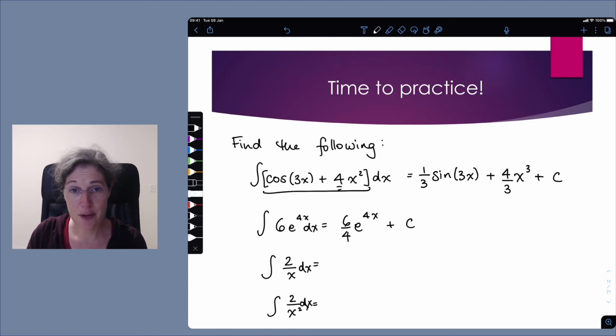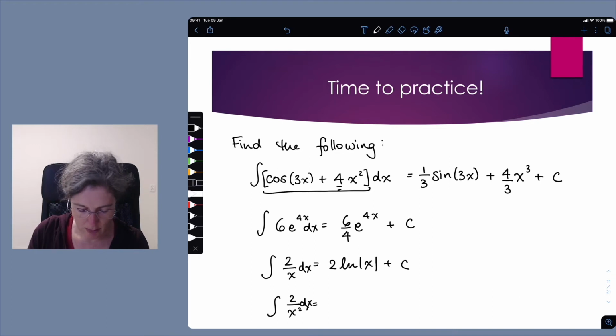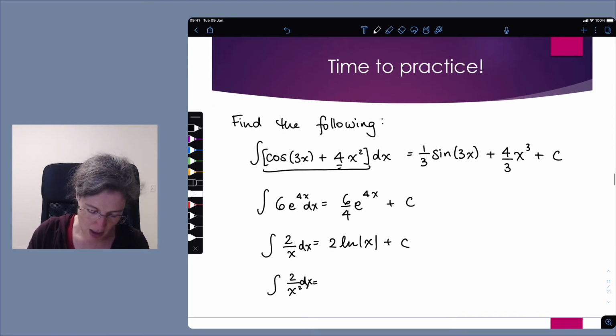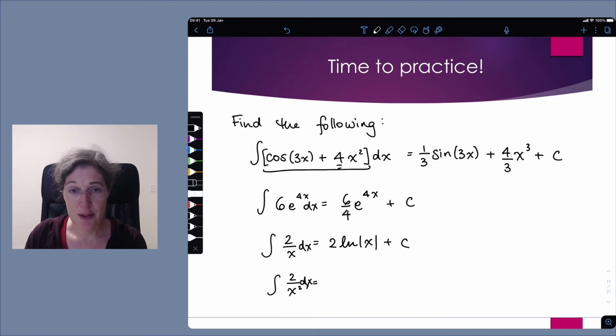What did I have to differentiate in order to get 2 over x? Well, we know that if we integrate 1 over x, we get the natural log of the absolute value of x. But this is actually 2 times that, so I must have a 2 there and add my constant. Yay! Okay, what did I have to differentiate in order to get 2 over x squared?